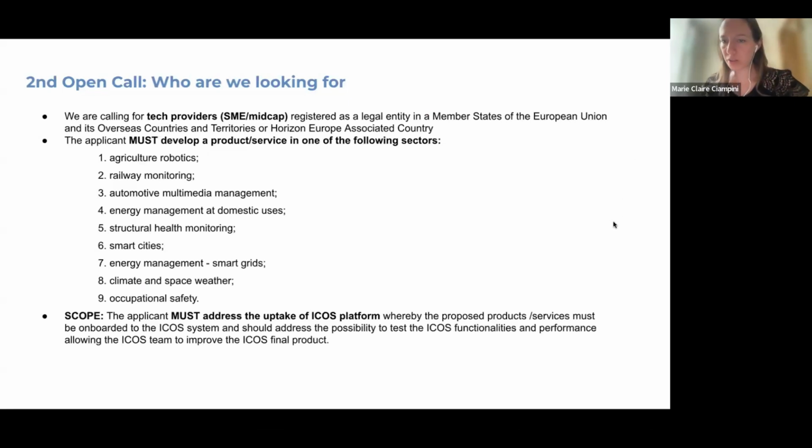Basically, hold on, because I'm seeing more questions come in. As Shabi was mentioning, we have the 4 existing use cases that were already designed within the ICOS project. Then we selected 5 additional use cases as a result of the first open call. In the second open call, we are looking for uptake projects: tech providers to develop solutions or services that will fall within one of these 9 sectors. So it could be agricultural robotics. We're looking for services or solutions that will be tested on the ICOS system. I don't know if that answers your question.